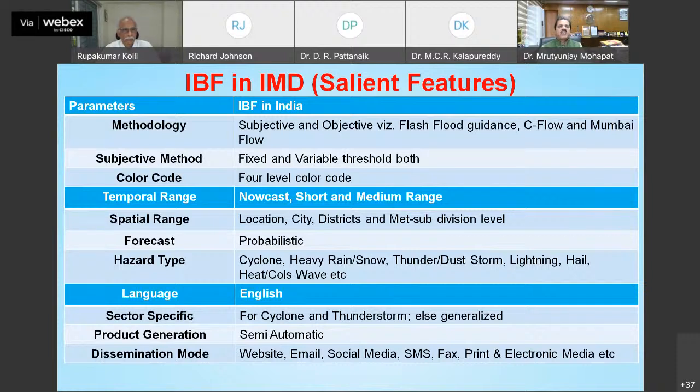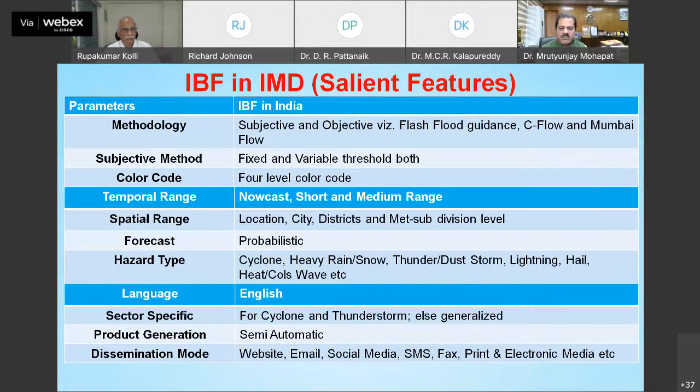Now, while summarizing, I'll say that IBF in India Meteorological Department has come a long way with respect to methodology. We have come up with objective methodology, objective hazard modeling, and impact modeling, and we are in the process of adding the socioeconomic attributes. There has been color coding to begin with. Then we introduced the temporal range up to 5 days. Then the spatial range has gone up to location, city, district, and region level. Forecasts have gone up to a probabilistic forecast modeling system.